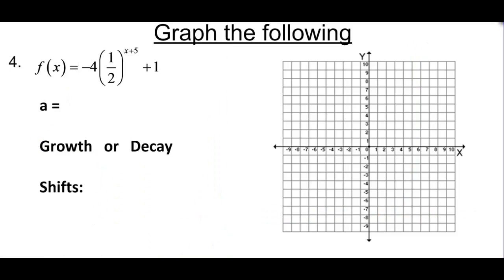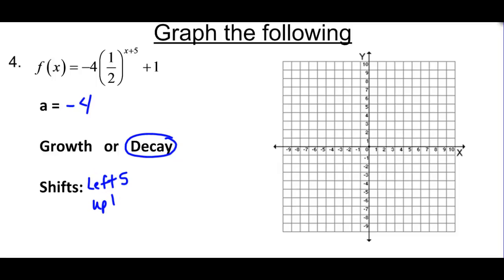In this example, I have a lot going on. My A is a -4. I can see my B is 1/2 because it's less than 1, this is going to be a decay. X plus 5 tells me I'm going to move left 5. And plus 1 tells me I'm going to go up 1.